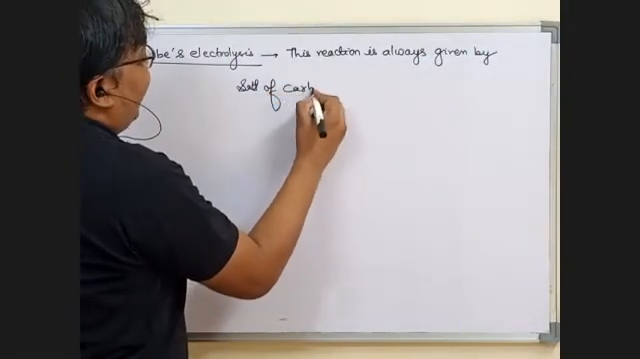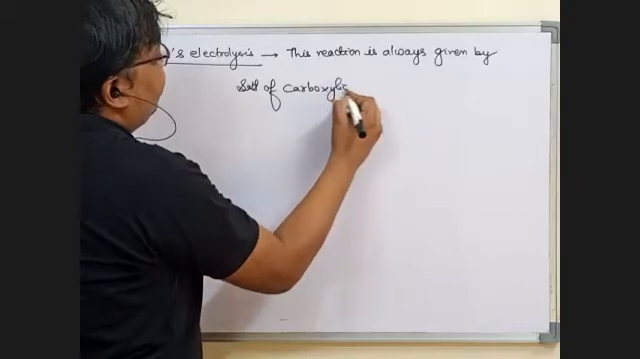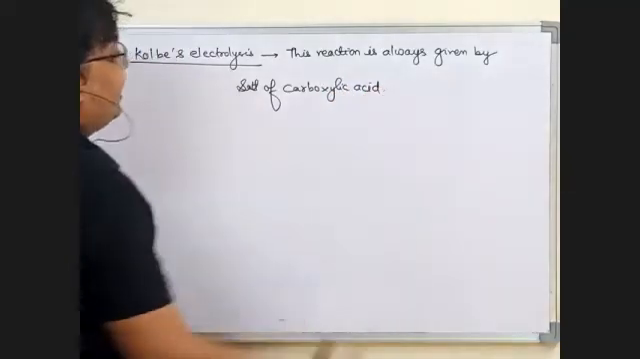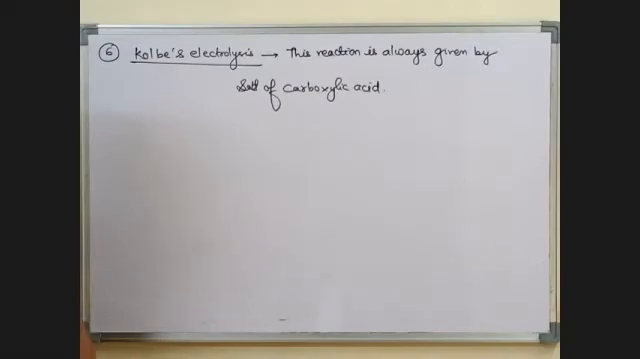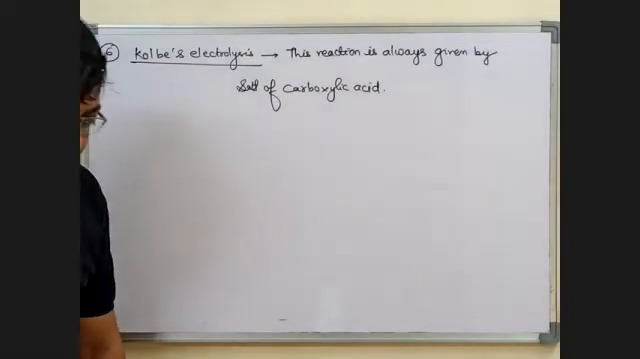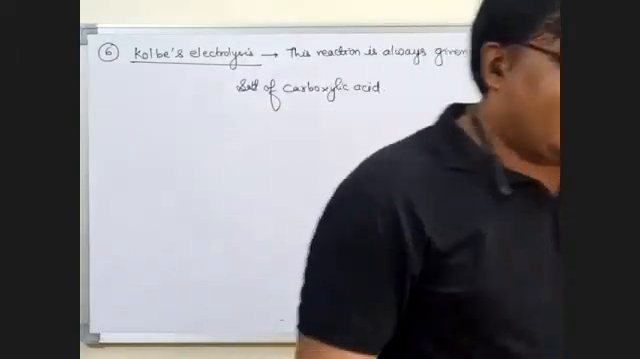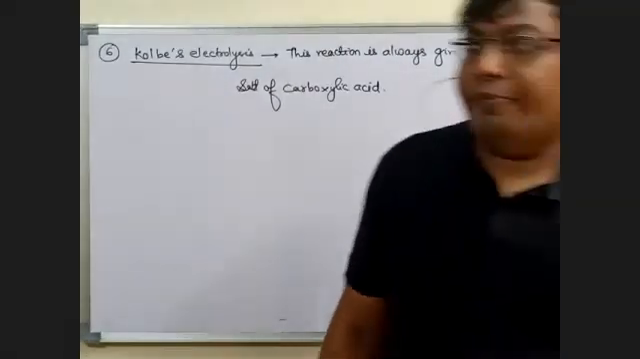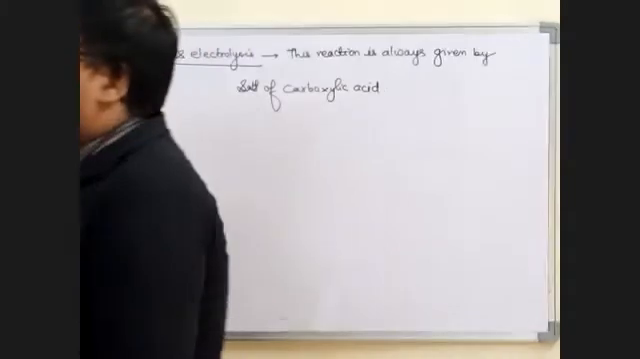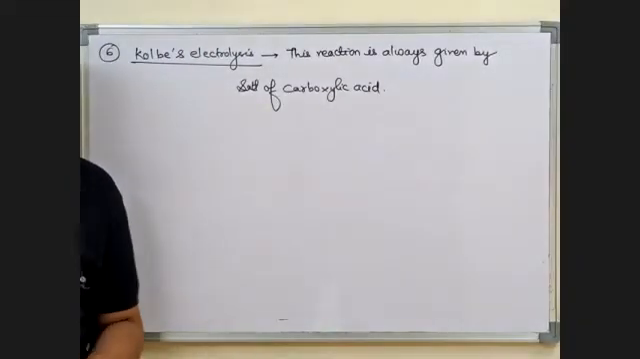Salt of carboxylic acid, you mention over here. This reaction is given by always salt of carboxylic acid. So we can say decarboxylation and Kolbe's electrolysis both are given by the salt of carboxylic acid, students.